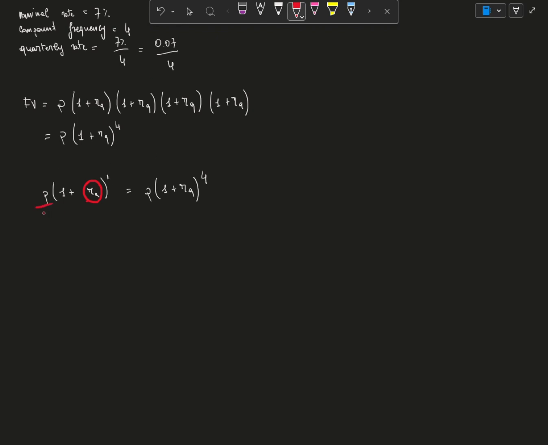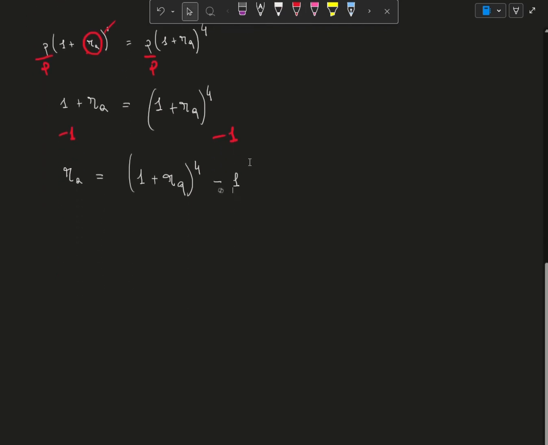Let's start by dividing both sides by P to simplify this expression, and this to the power of 1 we can just ignore it. So we have 1 plus RA is equal to (1 plus RQ) to the power of 4. And now we can just subtract 1 from both sides and end up with RA, our annual rate, equal to (1 plus RQ), our quarterly rate, to the power of 4 minus 1.